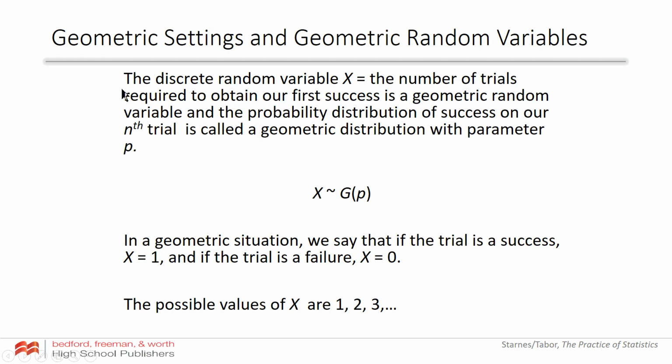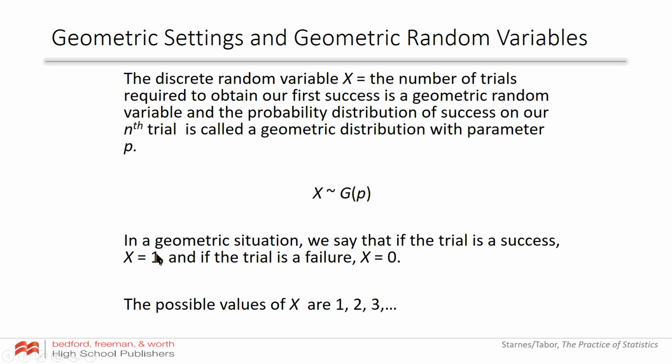If we have a discrete random variable X, and say that X is the number of trials required to obtain our first success, then X is a geometric random variable, and the probability distribution of success on our nth trial is a geometric distribution with probability of success p. We can use this notation: we can say that the random variable X is geometrically distributed with parameter p. Notice we only have one parameter because n is no longer fixed. In binomial distributions, you had n and p, but now we just have p.